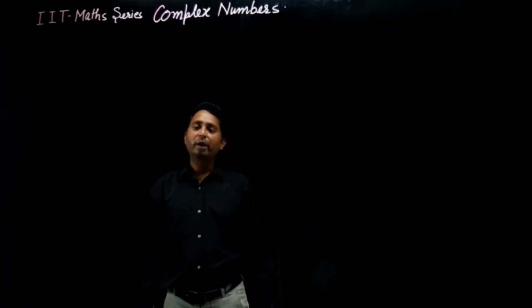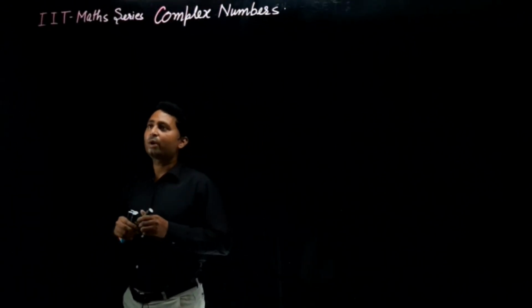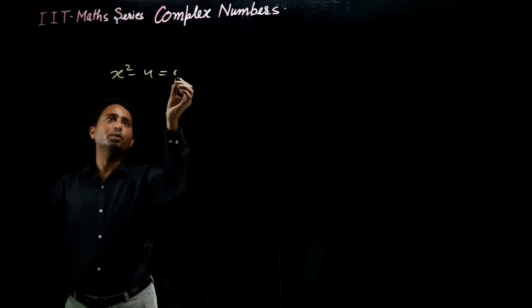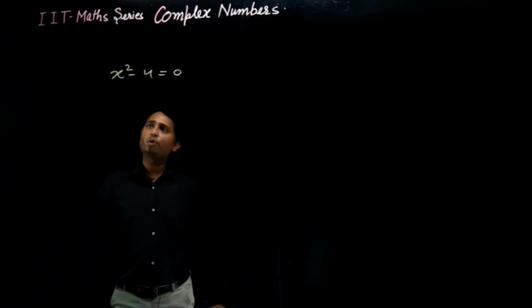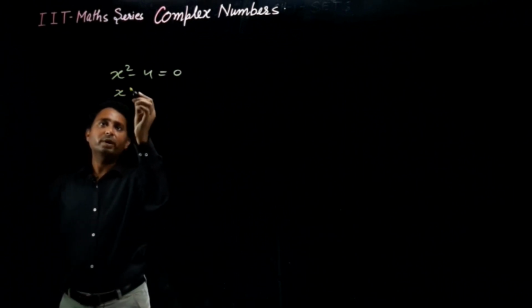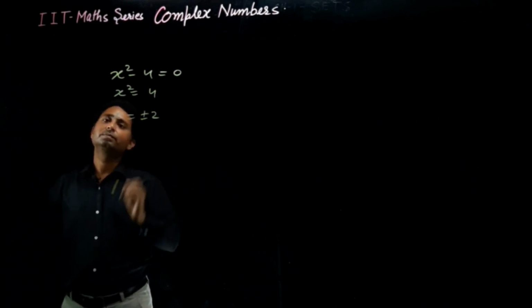Today's chapter is complex number. Consider the simple quadratic equation x square minus 4 equals 0, and find the solution of this quadratic equation. It is very easy. X square equals 4, then x equals plus minus 2.